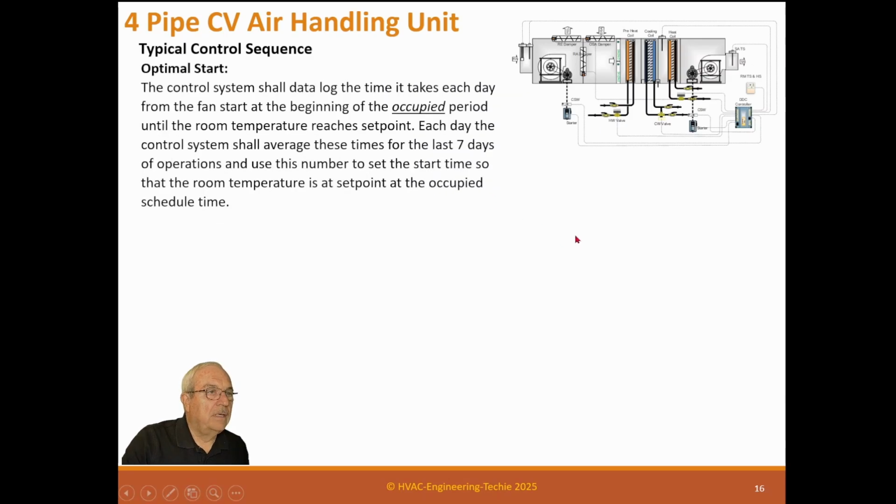Okay. So optimal start. The control system shall data log the time it takes each day from the fan start at the beginning of the occupied period until the room temperature reaches set point. Each day, the control system shall average these times for the last 7 days of operation and use this number to set the start time so the room temperature is at set point at the occupied start time. So that's that optimal start.